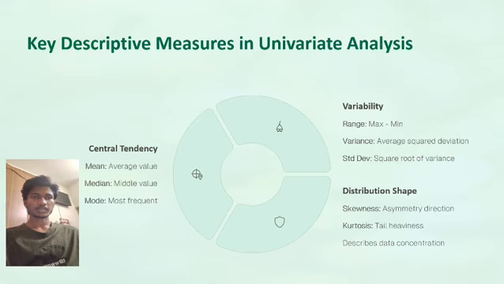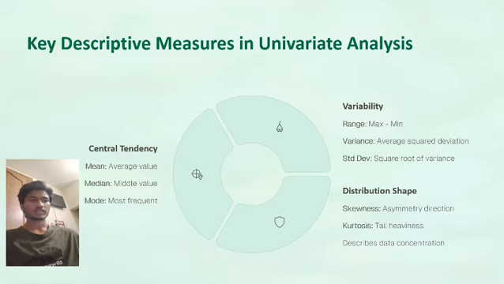Key descriptive measures in univariate analysis. Central tendency: mean, the average value; median, the middle value; mode, the most frequent. Variability: range, maximum to minimum. Variance, the average squared deviation. Standard deviation, the square root of variance. Distribution shape: skewness, the asymmetry direction. Kurtosis, tail heaviness, describes the data concentration.